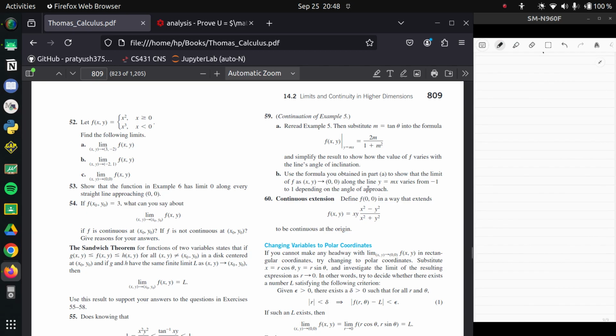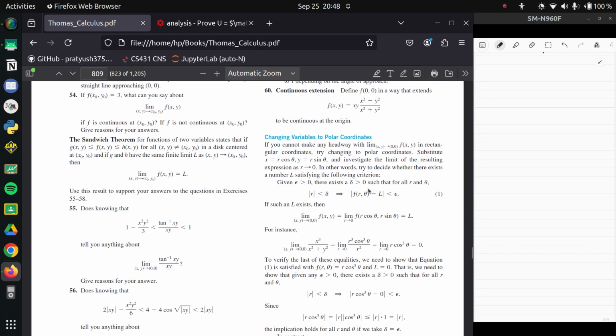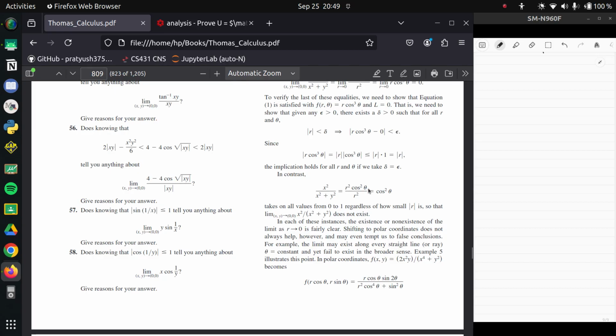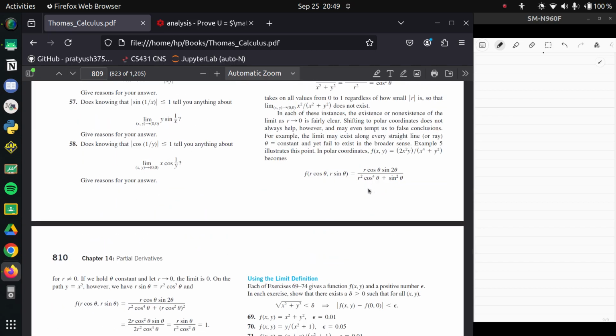Next, changing variables to polar coordinates.